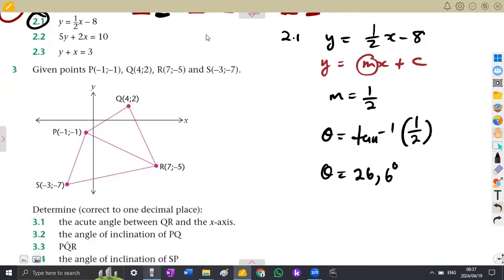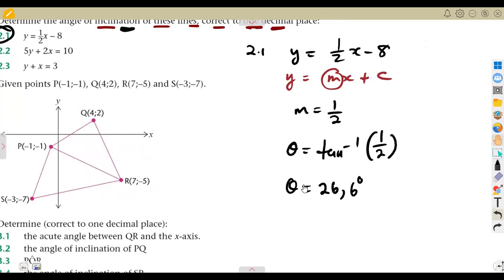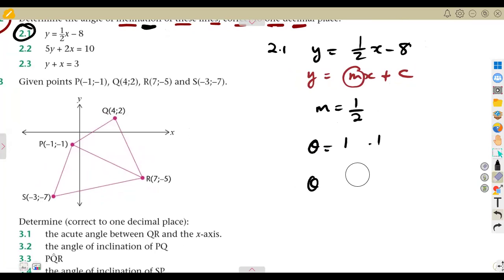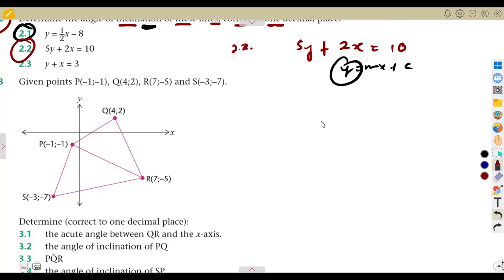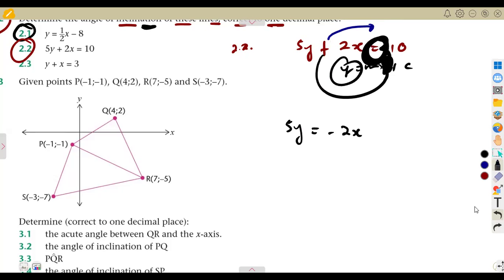If you are to consider the second part, again we just need m, which is the gradient, from the equation that you are given. So if you consider 2.2, you are given the equation 5y plus 2x is equal to 10. If we are to consider y is equal to mx plus c, you must have y as the subject of the formula. So we can transpose the 2x first to the right-hand side of our equation. That is 5y is equal to minus 2x. It was a positive, but the moment it crosses the equal sign, it must change its sign.